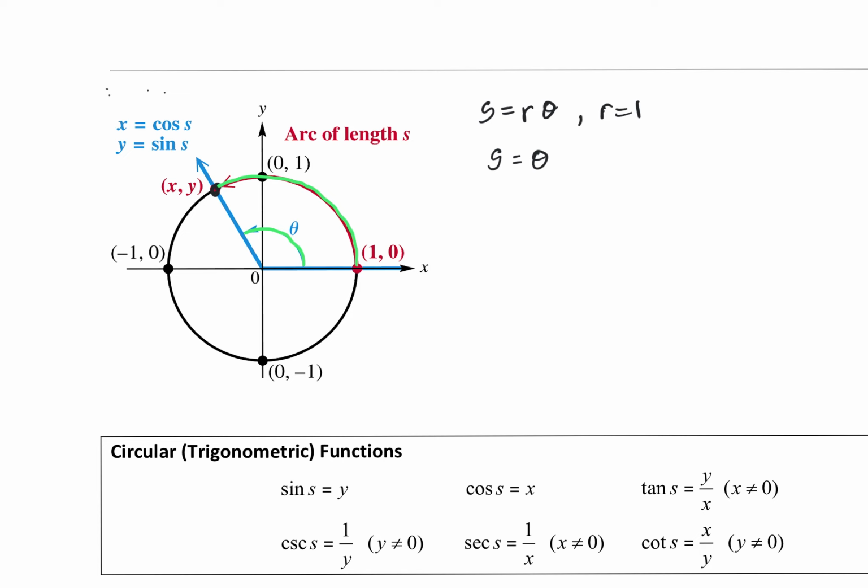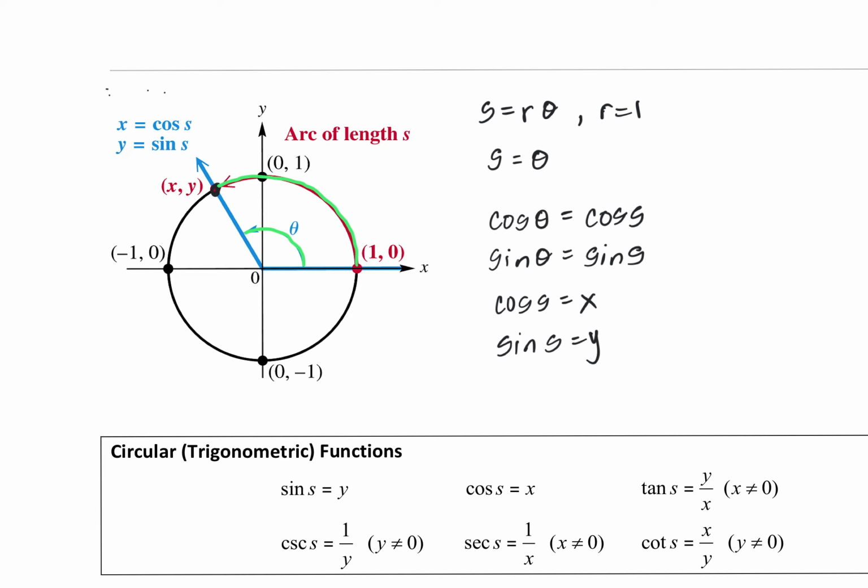So again, here our cosine of theta is going to be equal to cosine of, now we're going to use arc length S within the unit circle. And sine of theta is equal to sine of our arc length S. In this example, we could see the cosine of the arc length is equal to the x, sine of arc length is equal to y.